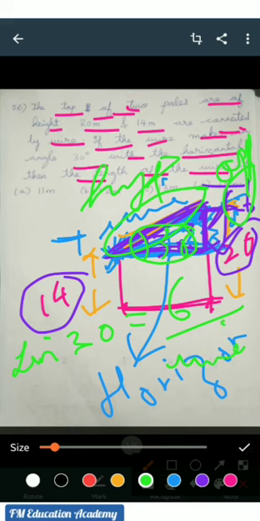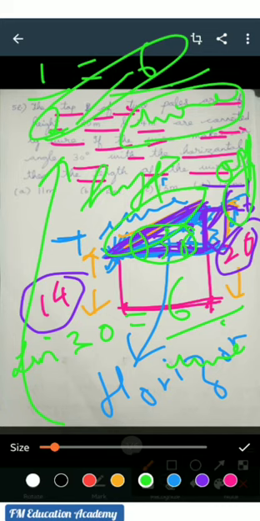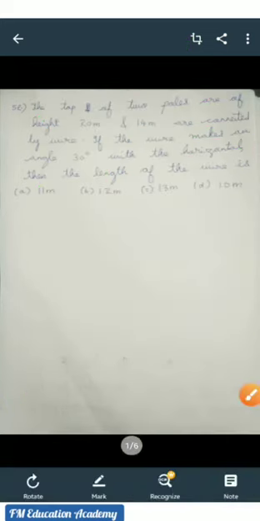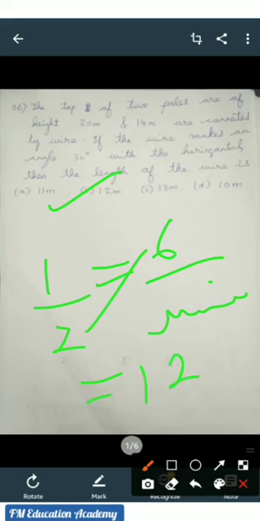So sine 30 is equal to how much? 1 by 2. So we can say 1 by 2 is equal to 6 by length of the wire. Okay, so cross multiply, we got 6 twos are 12. So what did we get? What is the length of the wire? Length of the wire is 12 meters. Okay, see, 12 meters. How did we get? Because 1 by 2 is equal to 6 by length of the wire. 6 twos are 12. So length of the wire is 12 meters. Okay, moving on to 53rd question.